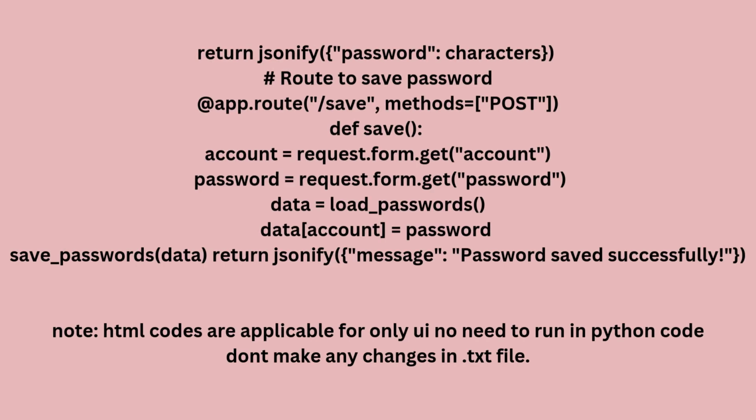Saving passwords. def save_passwords(data): with open passwords.json, w, as file: json.dump(data, file, indent=4). Purpose: saves a dictionary of passwords into passwords.json. Logic: opens the file in write mode, writes the dictionary data into the file in JSON format with indentation for readability.